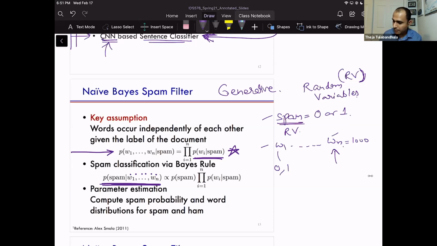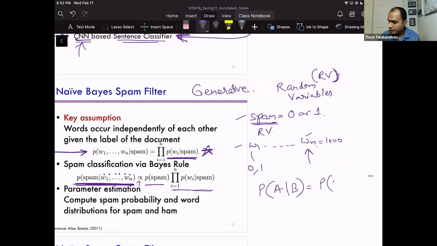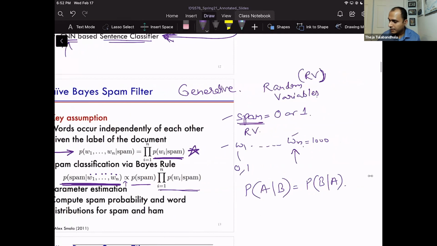Now this probability, because of Bayes' rule, is just going to be proportional, sorry, not equal. This is a proportionality symbol. It's going to be proportional to the probability of spam times this joint probability that we got from the previous equation, and that's just from Bayes' rule. So what is Bayes' rule? Probability of A given B is equal to probability of B given A times probability of A divided by probability of B. Or you can forget about the denominator and say probability of B given A times probability of A.